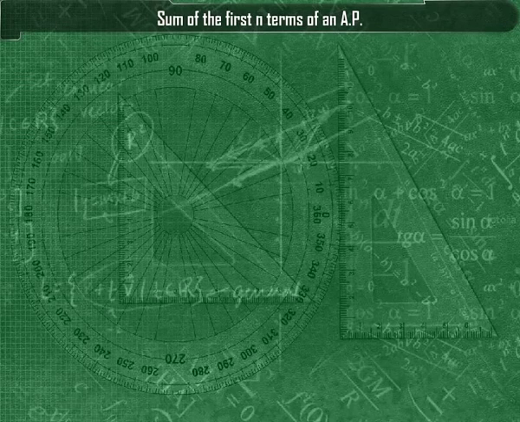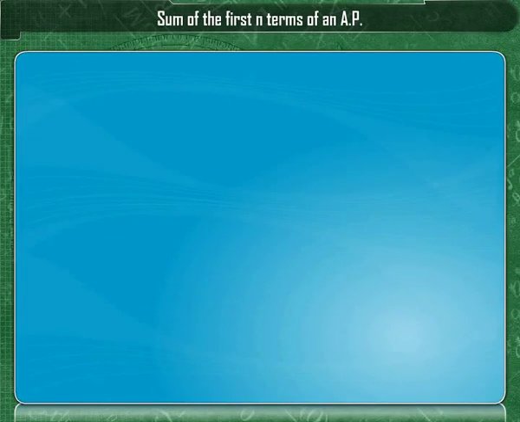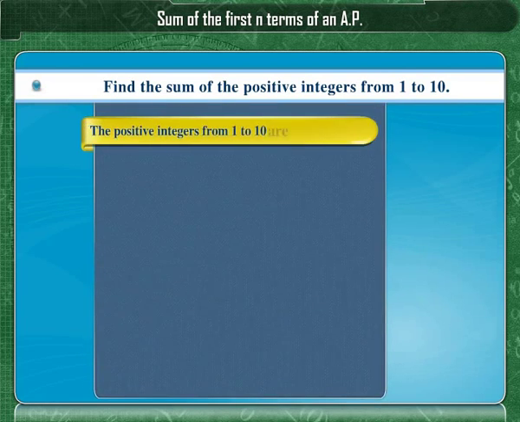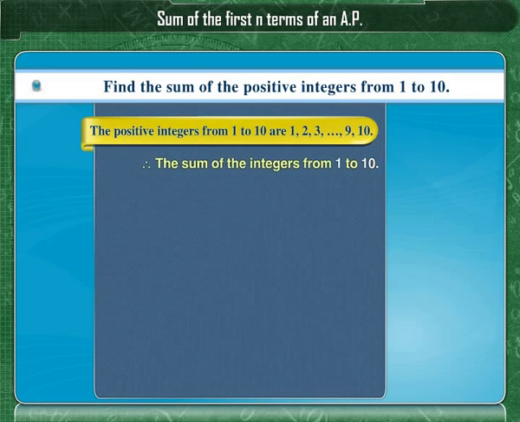Let us now learn how to find the sum of the first n terms of an AP. First, let us consider the positive integers from 1 to 10. How do we find the sum of these numbers? To find the sum, we add all the numbers from 1 to 10. The sum of the integers from 1 to 10, S, is 1 plus 2 plus 3 and so on up till plus 10, which is 55.